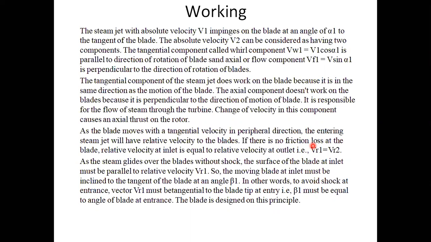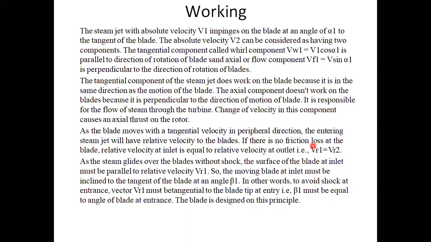The tangential component of the steam jet does work on the blade because it is in the same direction as the motion of the blade. The axial component doesn't work on the blade because it is perpendicular to the direction of motion of the blade. It is responsible for the flow of steam through the turbine. Change of velocity in this component causes an axial thrust on the rotor.